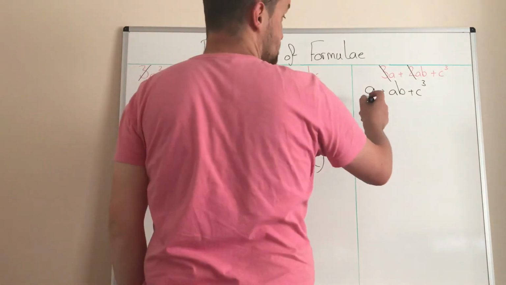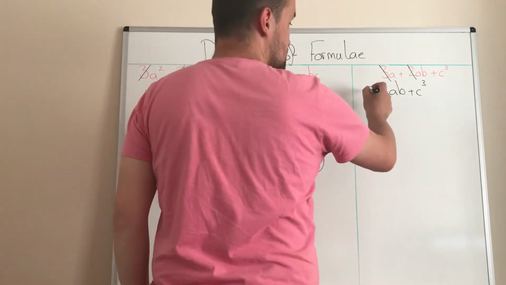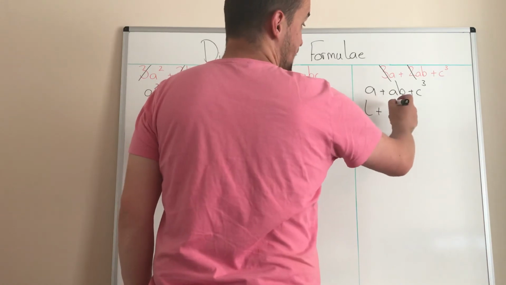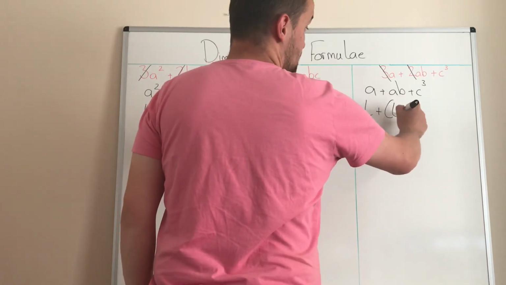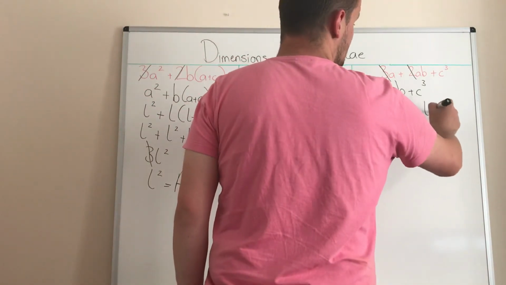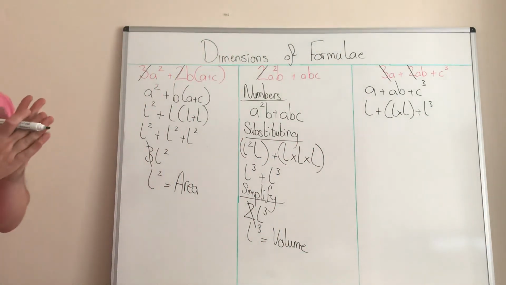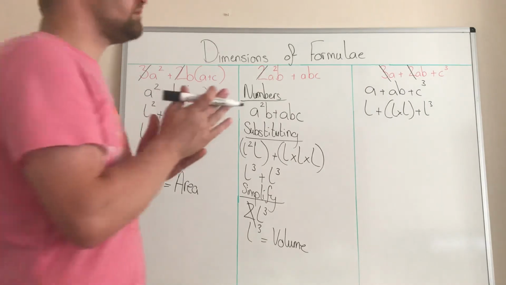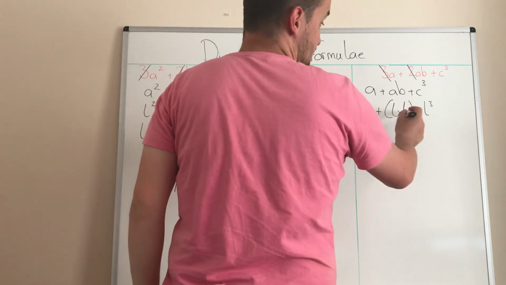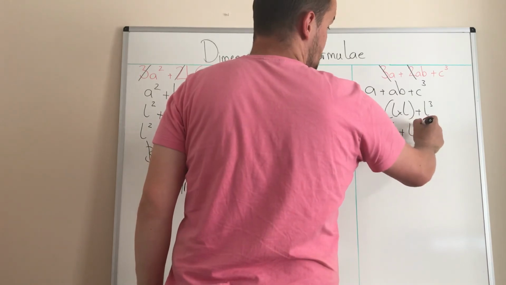Now we're going to change the letters. We're going to substitute any letters we see that aren't L and put L in their place. So we've got an a there, so we have L plus, now ab means a times b, so I'm going to put it in brackets, L times L, plus L cubed. You should have got to that stage. So we've got L plus, L times L is L squared, plus L cubed.